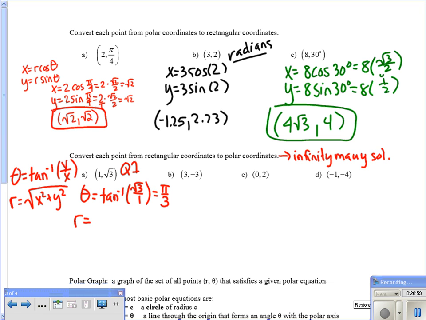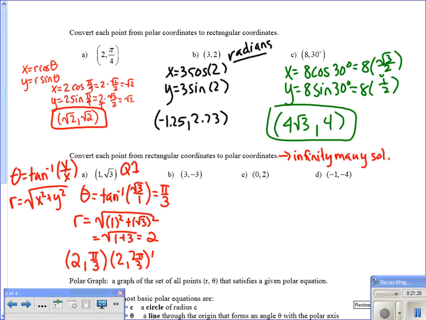R would then be equal to the square root of 1 squared plus root 3 squared. So r is equal to the square root of 1 plus 3, which is equal to 2, because the square root of 4 is 2. So that means that one possibility I could have is 2 comma pi over 3. If I do a coterminal angle, I could do 2 comma 7 pi over 3. Or I could also do the negative angle, 2 comma negative 5 pi over 3. So those are all the same thing. And there's many other possibilities. So these are just a few of the answers.